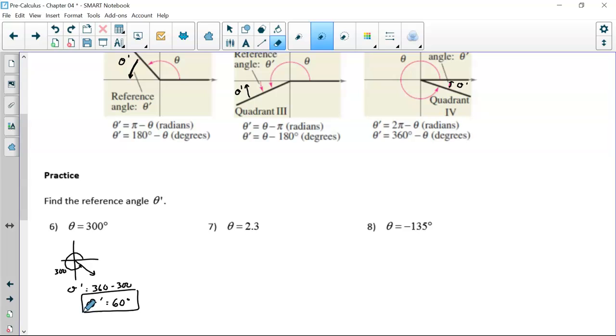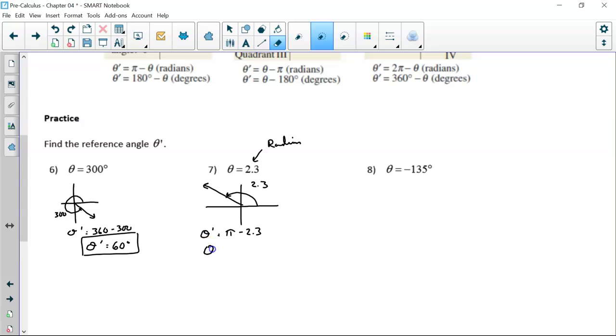For number 7, theta is 2.3, and that's in radians. Now, pi radians, pi is 3.14. That's going to get us to that axis. So 2.3, that's going to be in quadrant 2. So to find theta prime, we're going to do pi minus 2.3. Use the pi button on your calculator and subtract the 2.3. You're going to find out the reference angle theta prime is about 0.8416. And that's in radians.